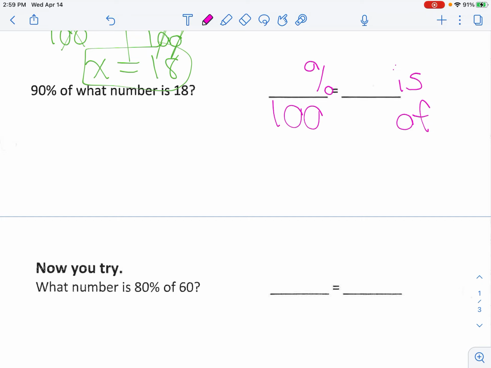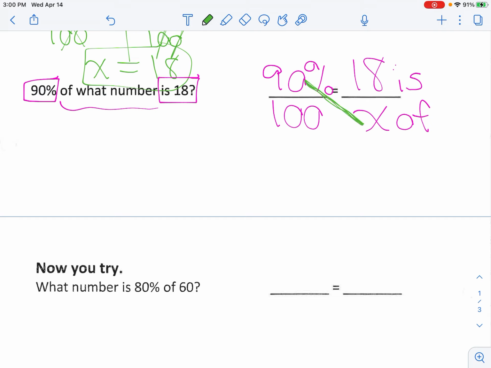Now I'm going to look for a percent. I know the percent is going to go over 100. Out here I see is 18, so that's going to go on the top of what number? So the of is our unknown. Now, if you earned a 90% on your math quiz, you got 18 points correct out of what? That's what we're solving. Always multiply your cross products times the x first.